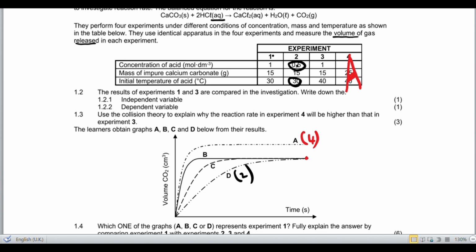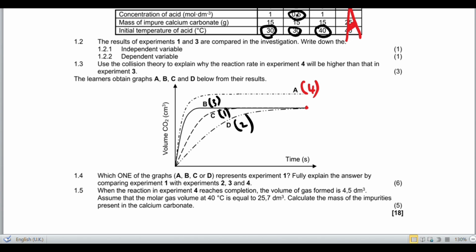Now we are going to compare 1 and 3. 1 and 3, the only difference is the temperature. 3 has a higher temperature, which means 3 will be B. Therefore graph C will clearly be experiment 1. So it goes like that, and now we have finished this question.